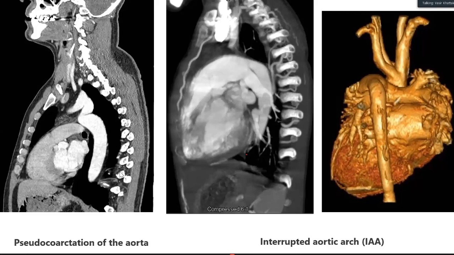Pseudocoarctation of aorta is rare, and it's characterized by kinking and buckling of the descending aorta at the level of the ligamentum arteriosum. The important thing is that it does not have the pressure gradient that you see in coarctation of aorta.